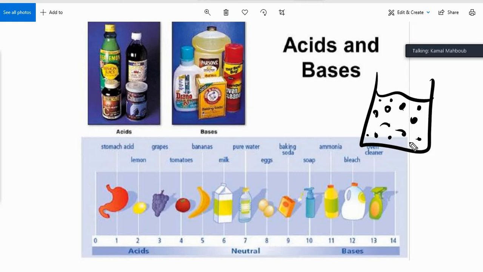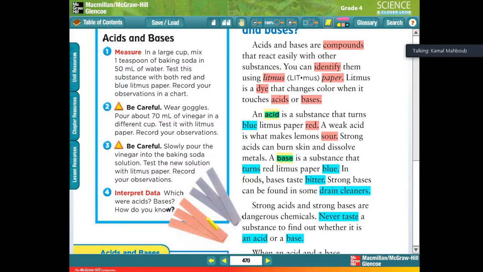How can I know? I will know by using something called litmus paper. Look in your book, please. Can you see that here we have 2 kinds of papers? That is called litmus paper. We will use it to check for acid and base. At the beginning, guys, you can see that here we have 2 different colors, the blue paper and the red paper. But of course this is not normal blue paper and normal red paper. This is a special paper.